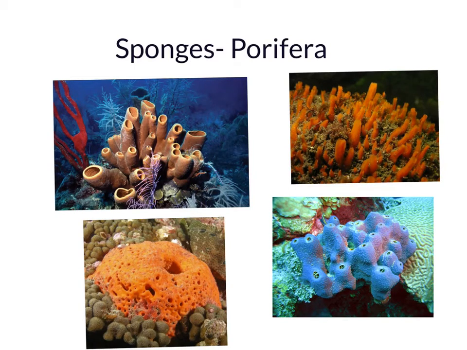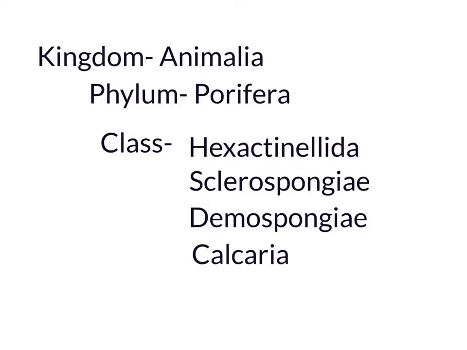We're talking about the sponges or the Porifera. Hopefully you remember that por means to have holes and fer means to bear. So Porifera means it's going to have holes, and if you look at these sponges, you can see that they have holes all over their surfaces. Remember, in kingdom Animalia, we're talking about phylum Porifera.